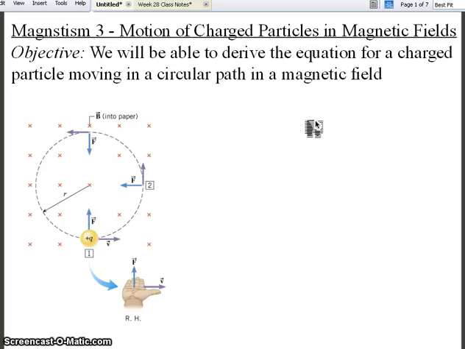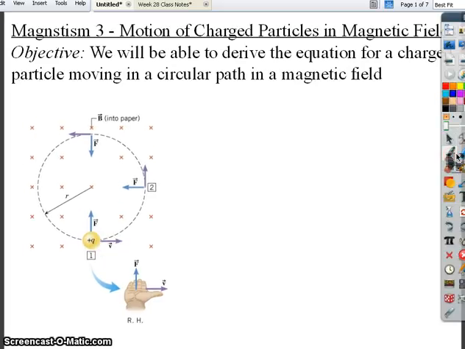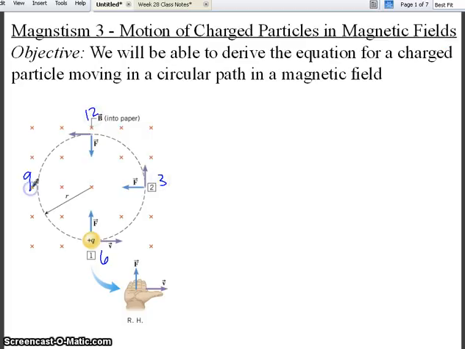Let's just first talk about the motion of a charged particle. If this charged particle is in this magnetic field, if we look at this point right here, we'll call it the 6 o'clock position. 6, 12, 3, and 9. If we did the right-hand rule at this point right here, the force would be directed inward. And it would start to follow a curved path.